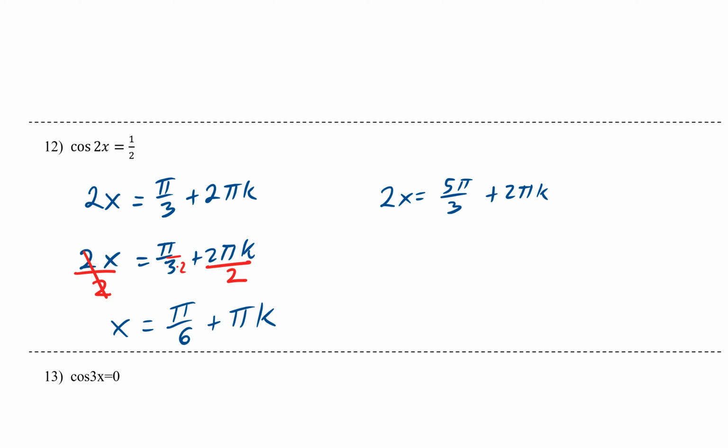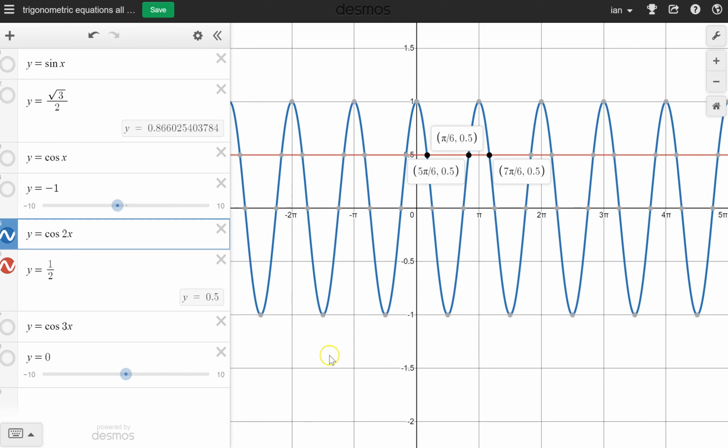We know that our cosine will equal a half when 2x is equal to 5 pi over 3. Divide by 2, divide by 2, divide by 2. This is 5 pi over 6 plus pi k. And then if we check with our graph, see, it's 5 pi over 6 right here. That's 5 pi over 6 right here, and then pi later, and then pi later, and then pi later. And it works the other way, negative pi more, and then a negative 3 pi, and so on.